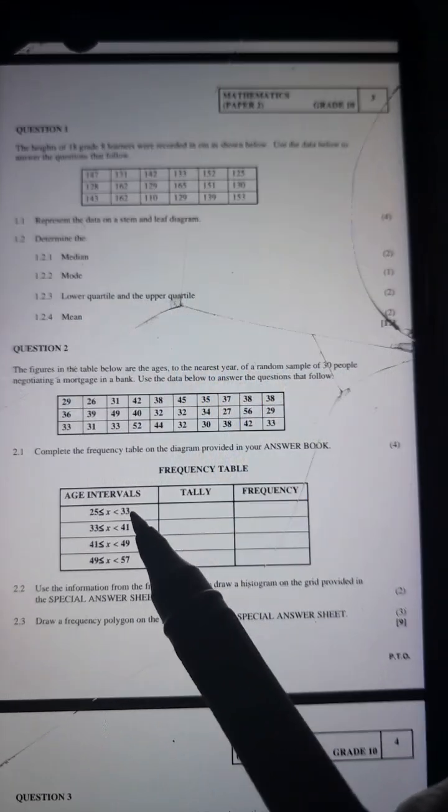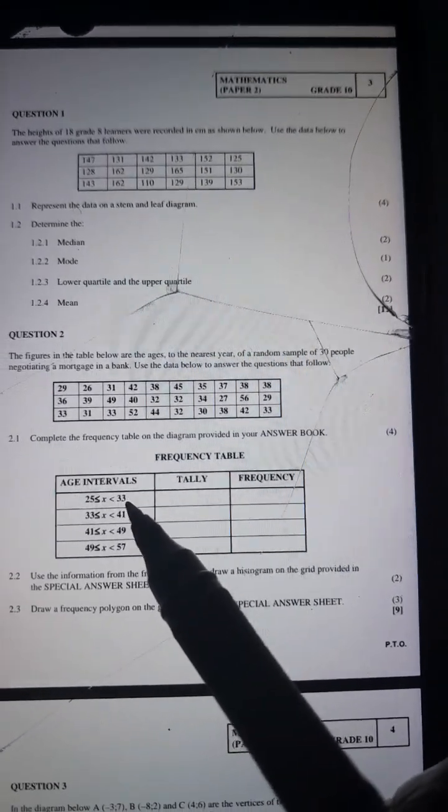Let's analyze this, guys. They said that the age interval is 25 to 33. But when they give you such an interval, remember this is 25 is less than or equal to x but less than 33. It means you're going to look at the values that range from 25 to 32, not 33, guys. So this is a trick. The tricky part here is that you're looking for the ages between 25 to 32, 33 to 40, 41 to 48, 49 to 57. You will see how this is beneficial.